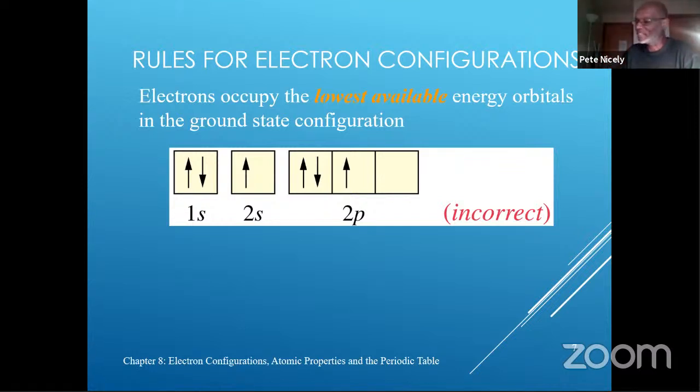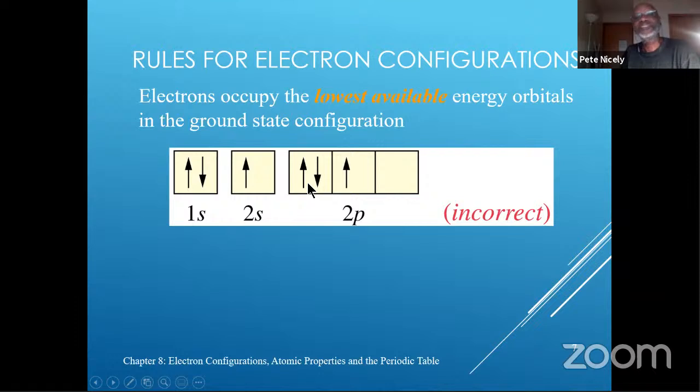So what this statement is saying is that in the ground state configuration, which is the most stable state, the electrons will try to occupy the lowest available energy orbitals. Now, here's an example of a violation of that statement. And the reason why is because you'll notice in this arrangement, you have two electrons occupying the same orbital.